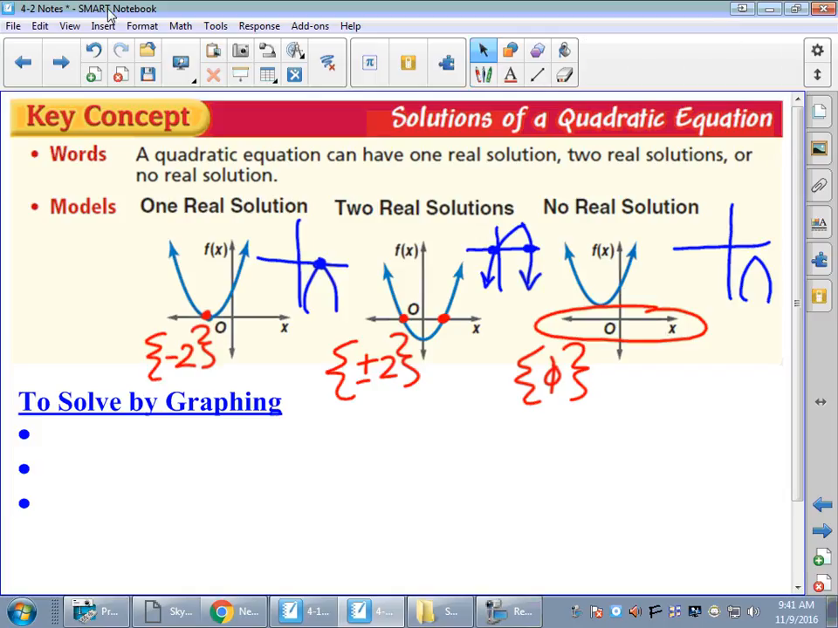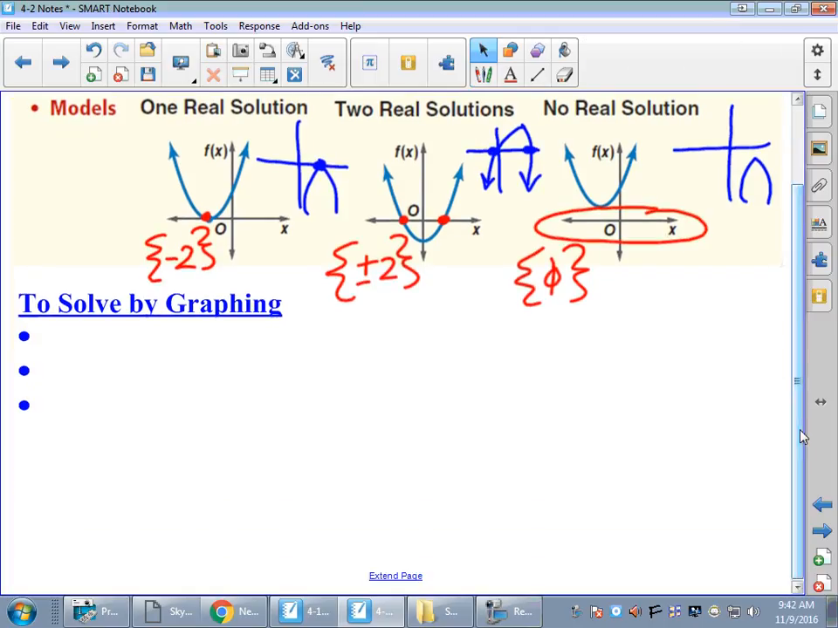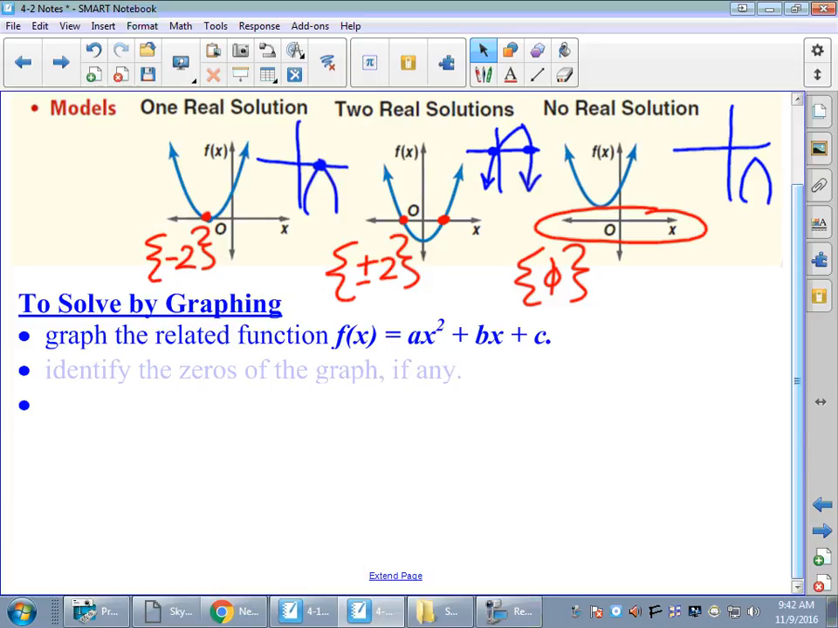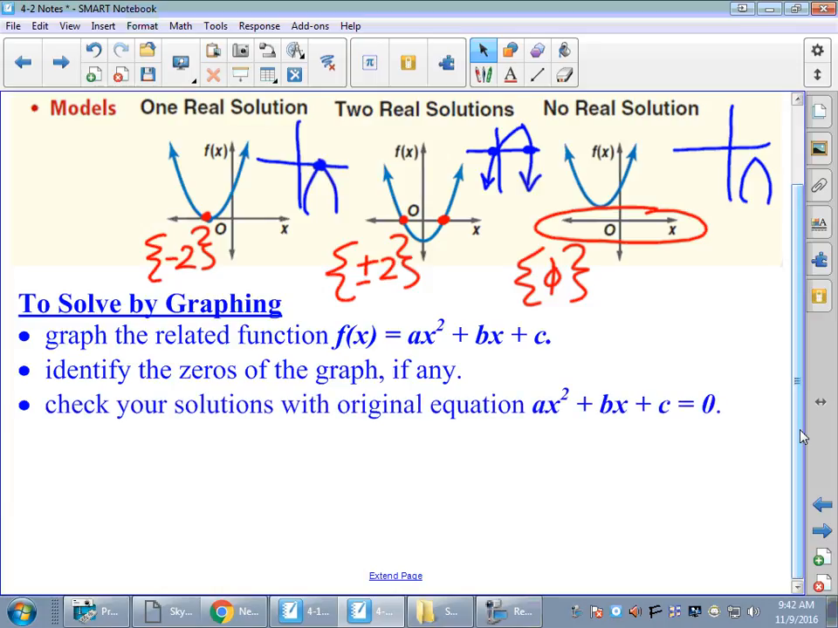That really doesn't matter. The orientation doesn't matter. So how we're going to solve these today, we're going to graph them, and then we're going to interpret the graph. So the graph is your work. The graph is your justification and your proof. So you're going to graph the related function. You're going to identify the zeros, and then you can always check your solutions by plugging them back into the equation and seeing if they truly do equal 0.